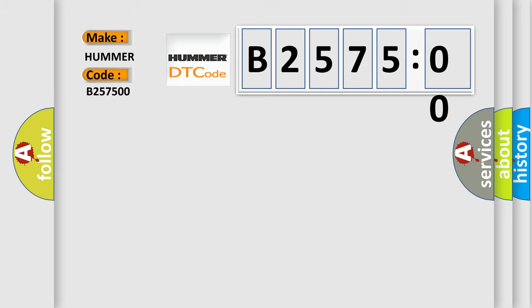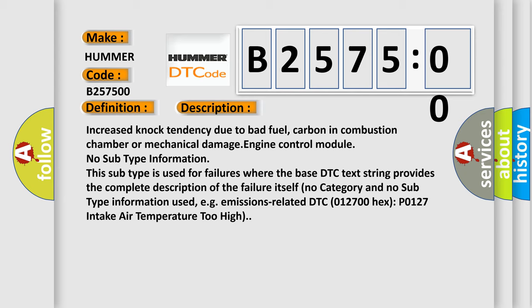B2575-00 specifically interpret car manufacturers? The basic definition is NOx sensor control from ECM. And now this is a short description of this DTC code. Increased NOx tendency due to bad fuel, carbon in combustion chamber or mechanical damage, engine control module. No subtype information. This subtype is used for failures where the base DTC text string provides the complete description of the failure itself. No category and no subtype information used, e.g. emissions related. DTC 012700 hex P0127 intake air temperature too high.